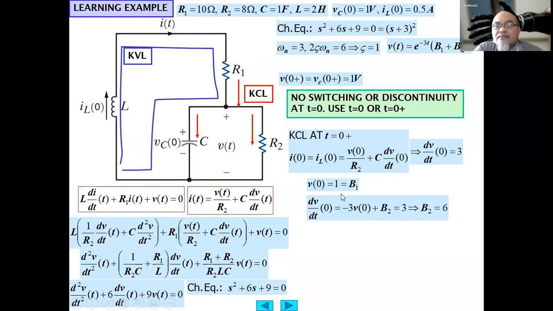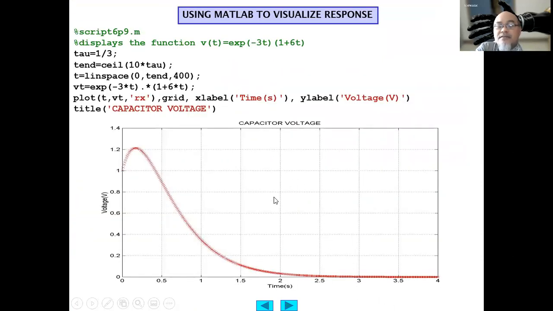Then V at zero equals 1 here. Exponent 0 equals 1 also, and t becomes 0, so 1 equals b1. The value of b1 is 1. Then using the initial condition for dv/dt, which is 3, dv/dt equals minus 3 exponent minus 3t times this expression. From which we obtain minus 3 b1 plus b2 equals 3, and then we obtain b2 equals 6. The general solution will be VT equals exponent minus 3t times (1 plus 6t) for t larger than 0. And if we draw, this is the overdamped case, like this.